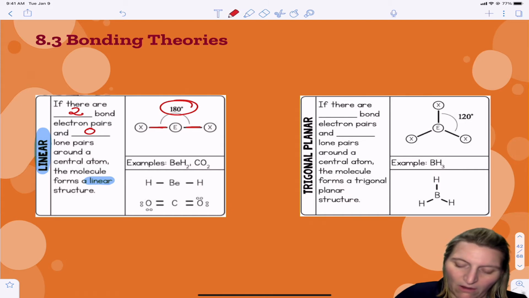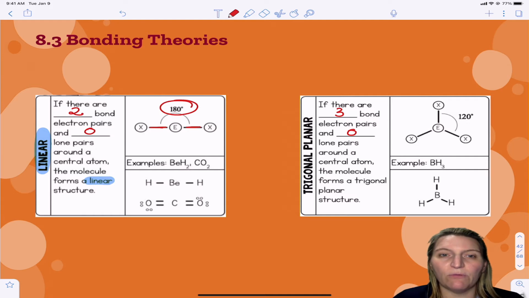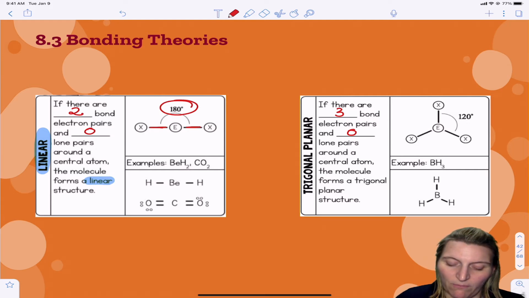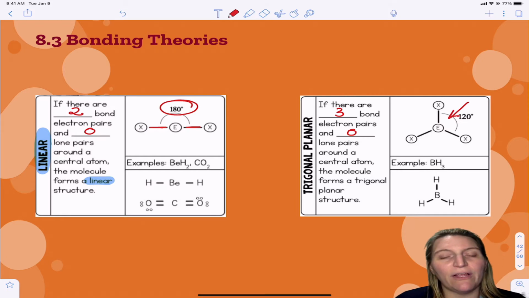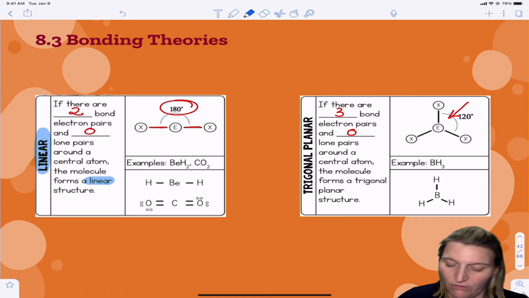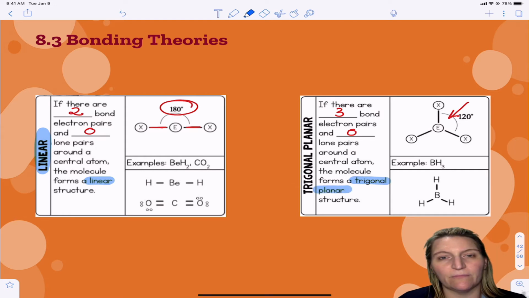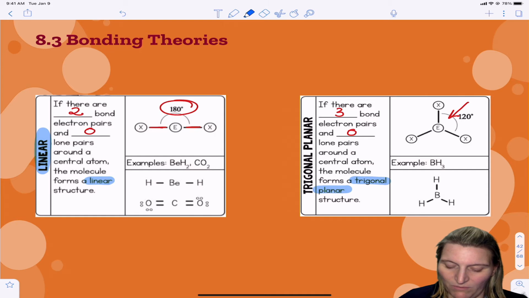If there are 3 bonds and no lone pairs, then those 3 bonds will try to get as far apart from each other as possible. And that will kind of look like a triangle. It is where those bonds are 120 degrees apart. And the name for that structure is trigonal planar. You can see the example of BH3.